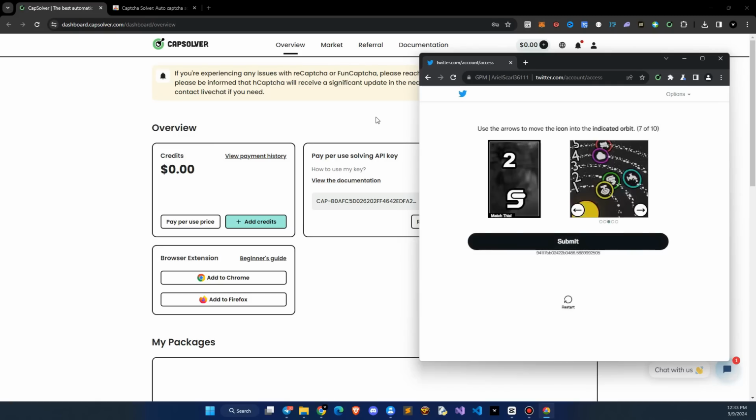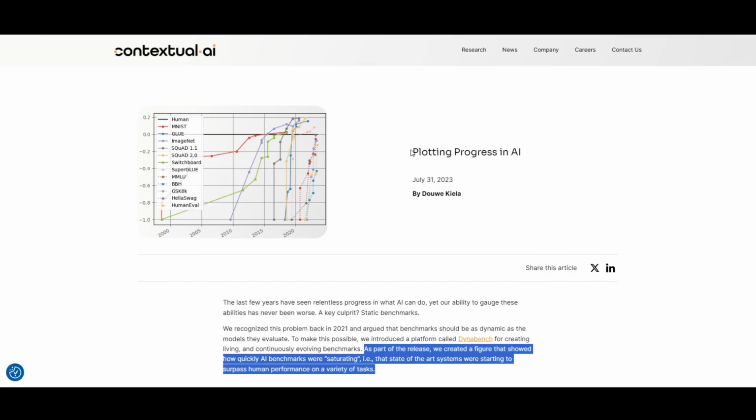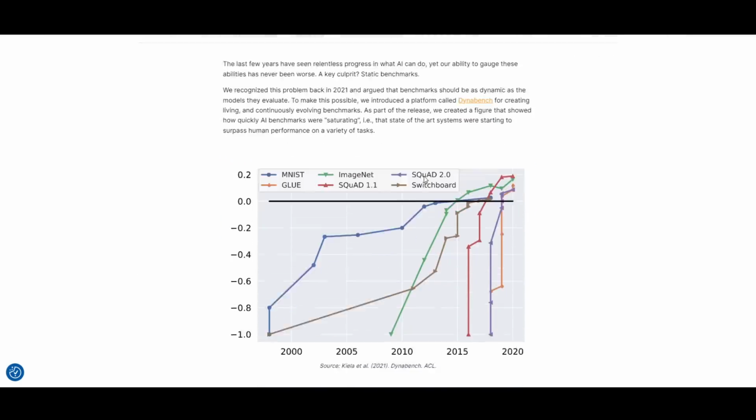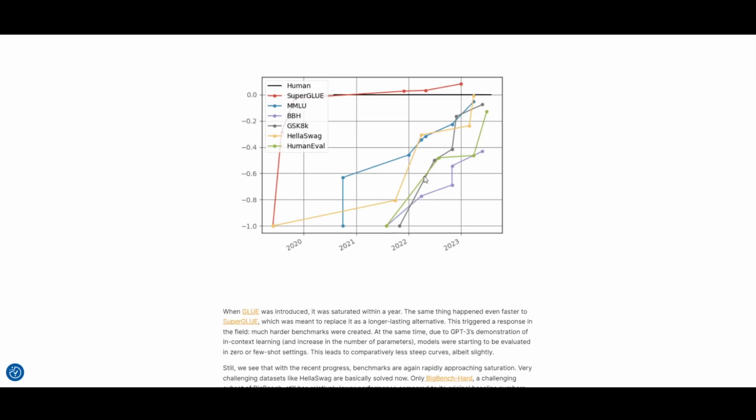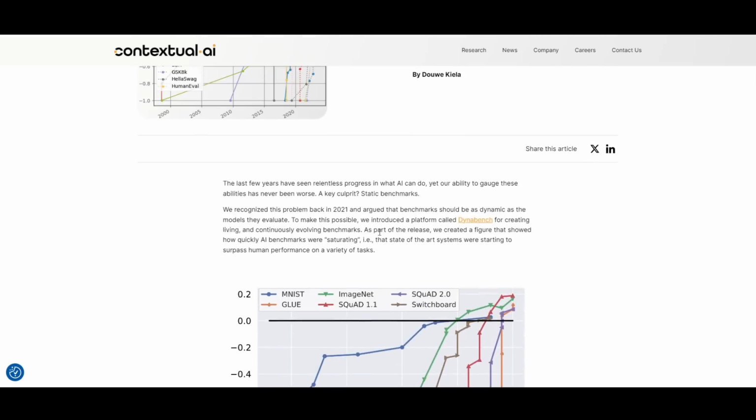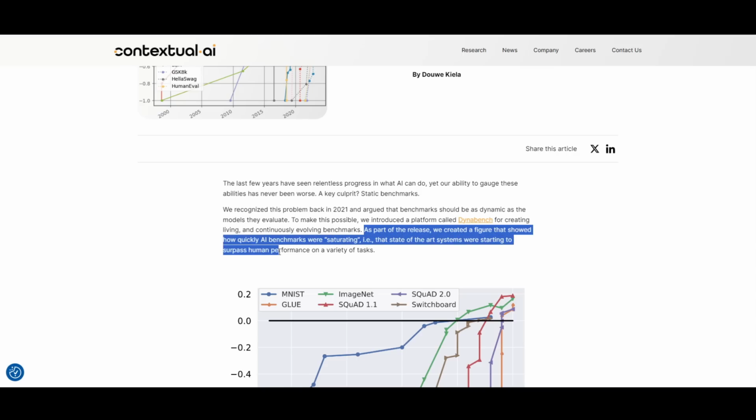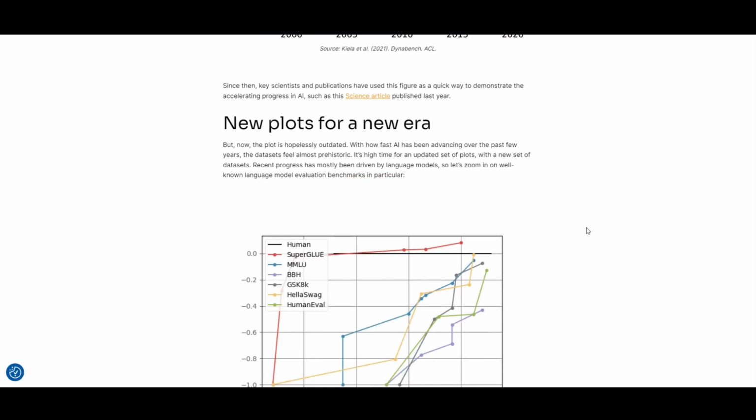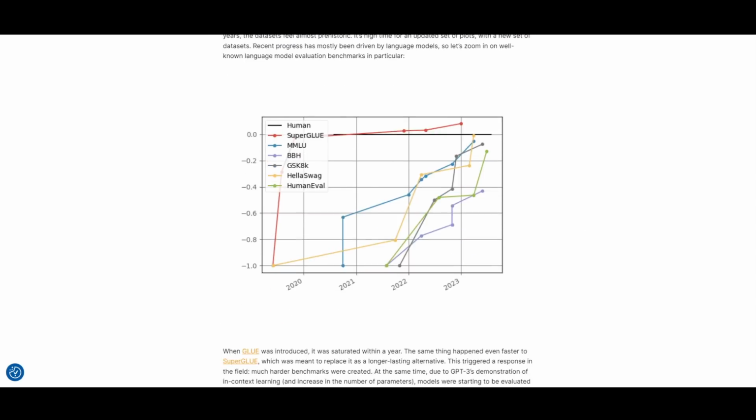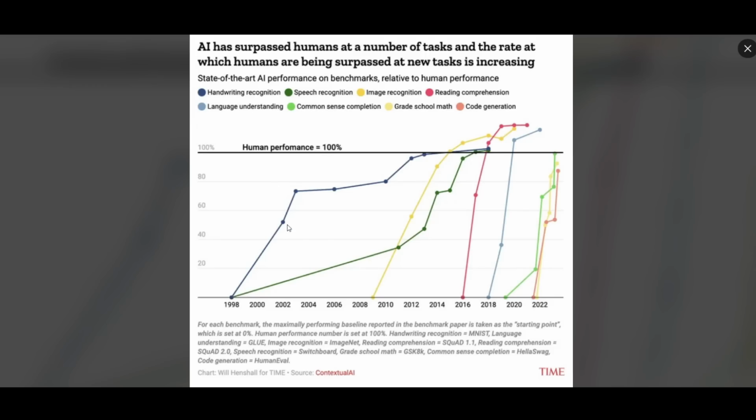Initially reported by Contextual AI and since then expanded on by numerous publications, machine learning algorithms have surpassed humans in a variety of tasks, one of which is image recognition. Quote, as part of the release, we created a figure that showed how quickly AI benchmarks were saturating, i.e., the state-of-the-art systems were starting to surpass human performance on a variety of tasks. End quote. In fact, going deeper here, that's not even new. AI systems were capable of achieving human-level image recognition as far back as 2015, and have since dramatically improved with better-than-human averages in everything from speech recognition to language understanding.